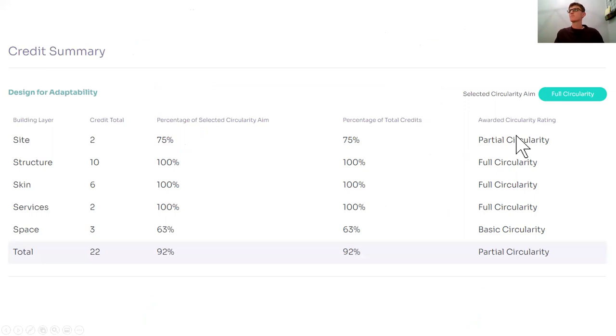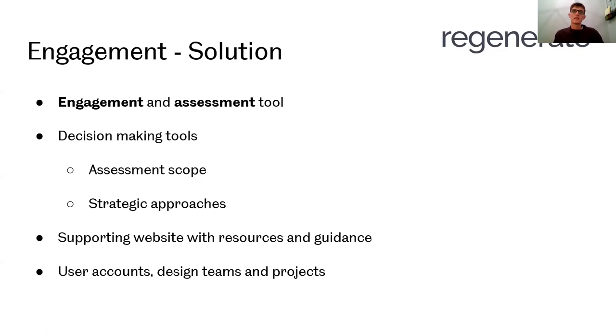So for the engagement side, we're aware that the level of detail evolves as the projects evolve and also that these principles need to be integrated from the outset of a project. So we've included various decision-making tools and resources with that in mind. We've included an assessment scope and a strategic approach section, and I'll show you those on the following slides.